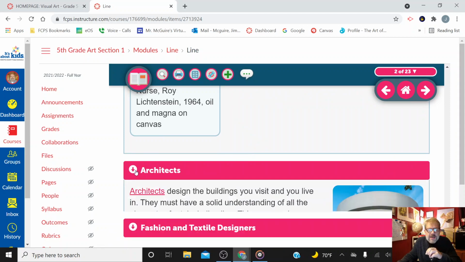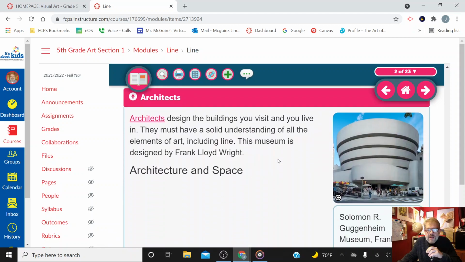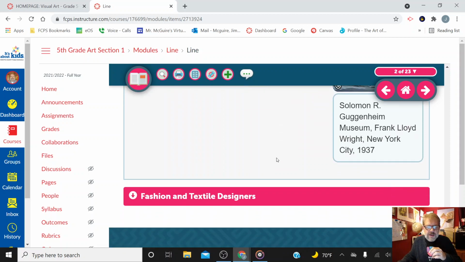Architects design the buildings that we live in and attend schools in, that we work in. We're going to look at some of the work of Frank Lloyd Wright throughout this semester, as well as I think two other architects. And it's interesting to see how different architects approached our living spaces in different ways.